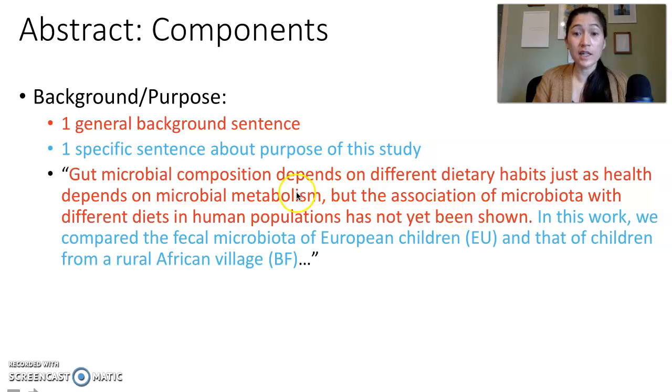And if we look again, just to point out what's shown here in this background sentence in red, they lay out very clearly what hasn't been done yet. So they say we know that the gut microbial composition depends on different dietary habits, but the association of microbiota with different diets in human populations has not yet been shown. So I always call that a knowledge gap. They're explicitly saying, we know this, but we do not know this yet. And so that's what we're focusing on for this particular study, is filling in that gap of what we still don't know.